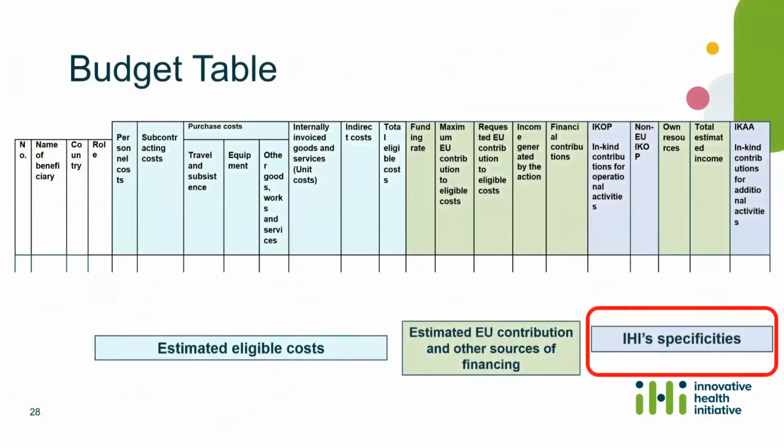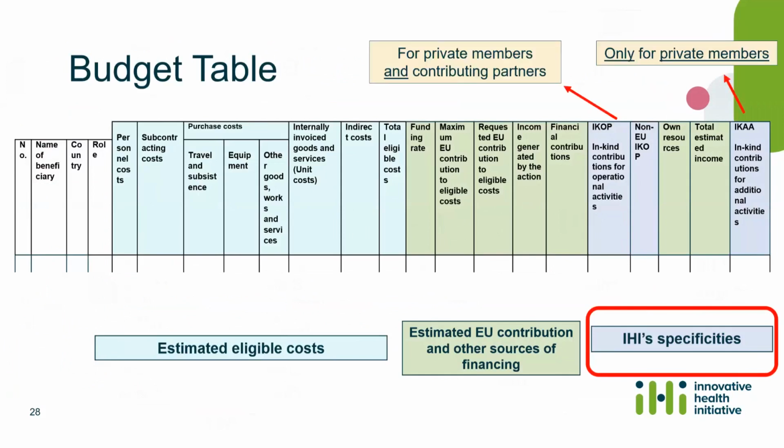And here we are already now at the third part of the budget table, which relates to the IHI specificities: ICOP, non-EU ICOP, and then IKAA. So those categories are for private members and contributing partners only.